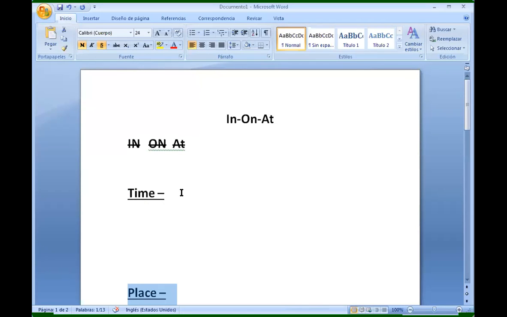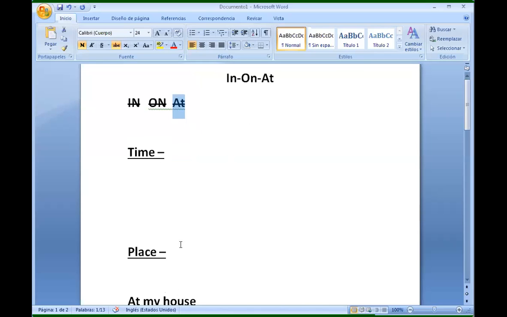Practiquen una ronda con in en tiempo. Y digan mi cumpleaños, my birthday is in 2 months. Okay, hoy llegamos on. My birthday is on July 7th. Good. Usamos at. My birthday is at 12 a.m. July 7th. Usamos in con place. My car is in the garage. Yes. My TV is on the table. My wife is at the beach.